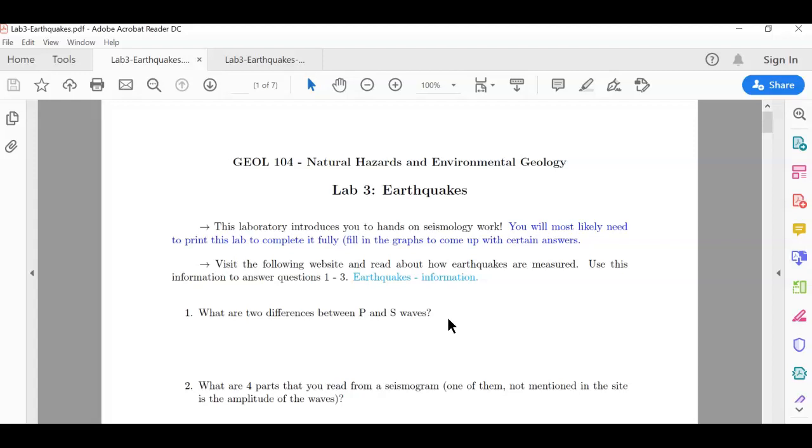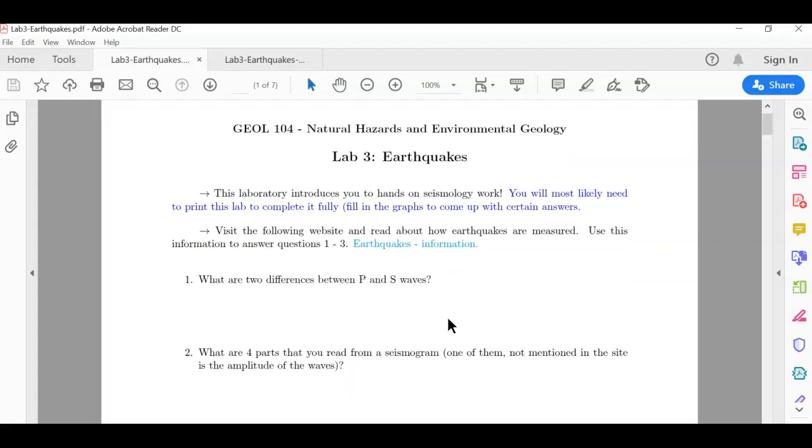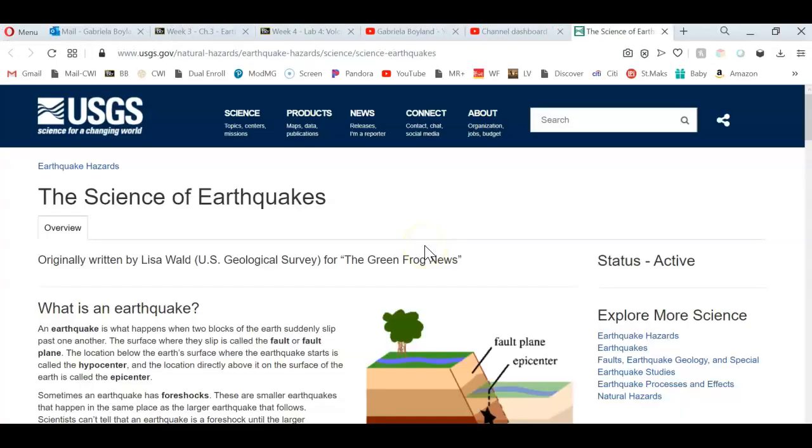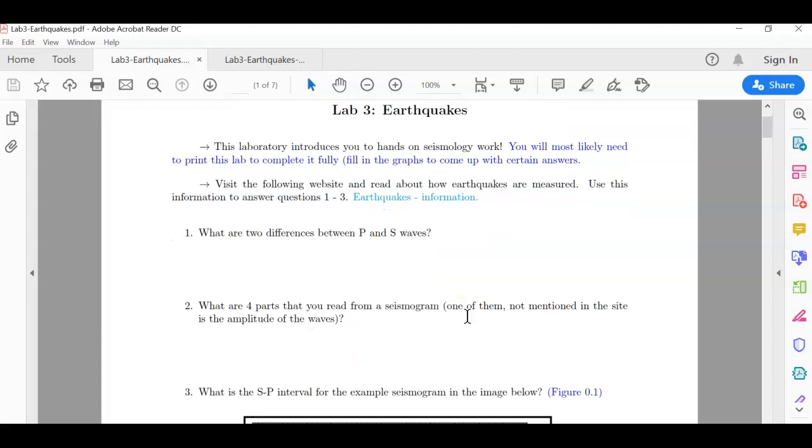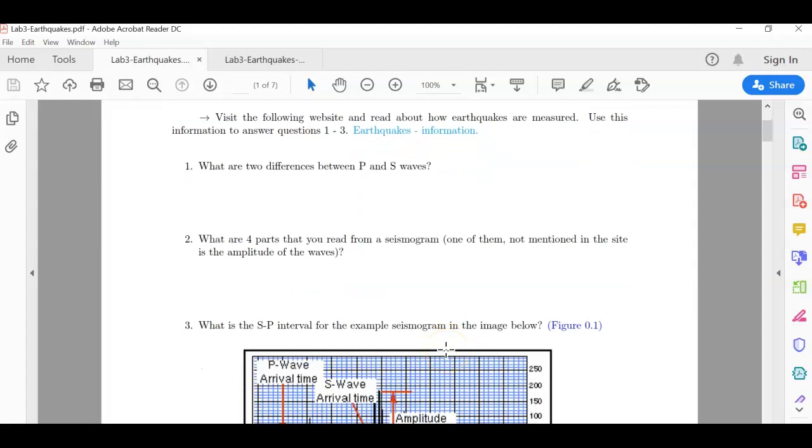Not every single question, but most of them, especially those that require you to measure things or figure out things based on the information and the graphs that I give you. So onward we go. For the first 3 questions, as you're seeing in the instructions, you have to click this link, and that will take you to an information sheet from the USGS about the science of earthquakes. Once you do that, you will be able to answer questions 1 through 3 without much of a hassle. So I'll skip through that in the meantime.